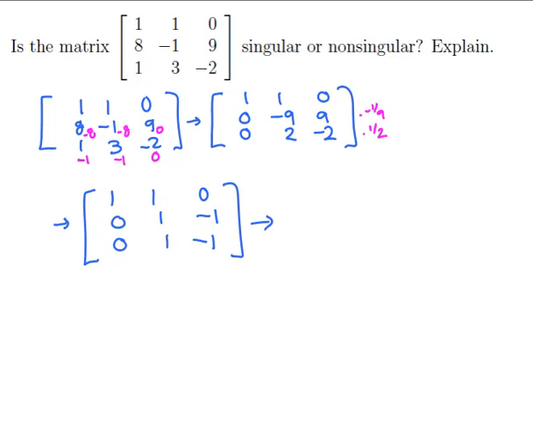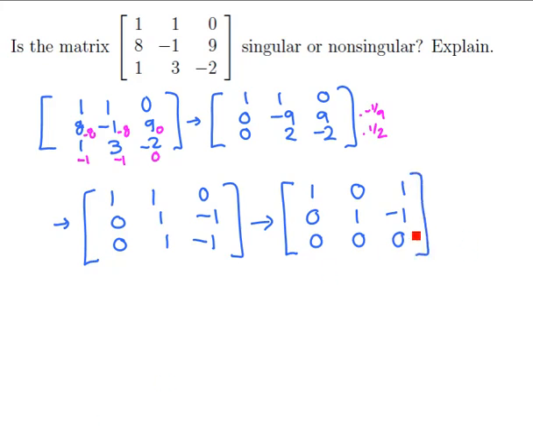Next, let's try to get zeros in these two positions. We could get a 0 in the top position by simply subtracting the bottom row from the top row. And if we did that, we would have 1, 0, and 0 minus minus 1, with the middle row unchanged. To get the 0 in this bottom row, we could also subtract the second row from the third row, in which case we would have 0, 0, 0.